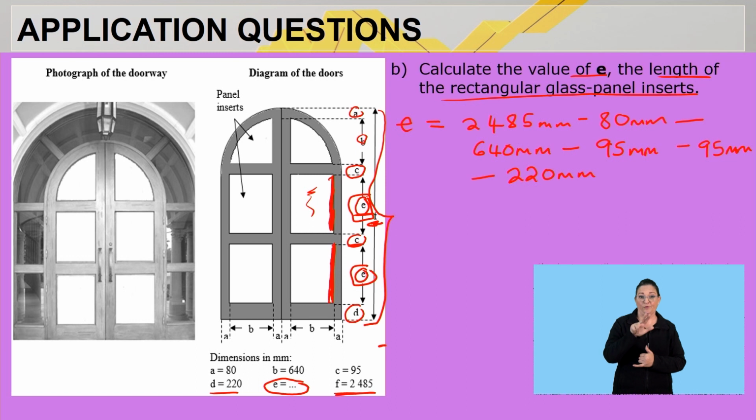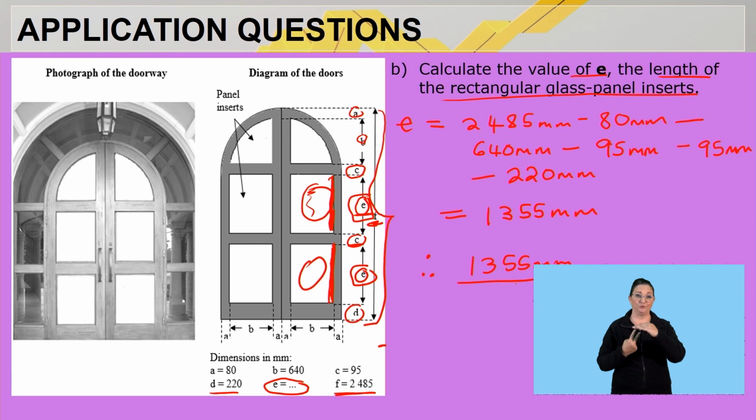First, I'm going to take my 2,485 and I'll subtract all these known values, right? So let's do exactly that. Please work with me on your calculator. So it's 2,485 minus 80, minus 640, minus 95, minus another 95, and last we have minus 220. So this will give us 1,355 millimeters. But please note, there are 2 of these rectangular glass panels. So therefore, we need to say 1,355 millimeters divided by 2, right? To know the length of E. So 1,355 divided by 2 will give us an answer of 677.5 millimeters. Guys, are we clear?